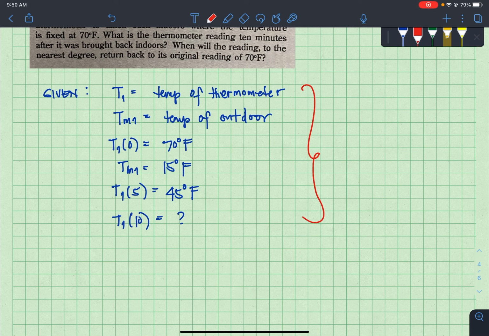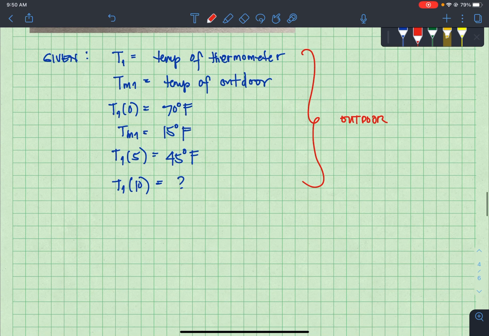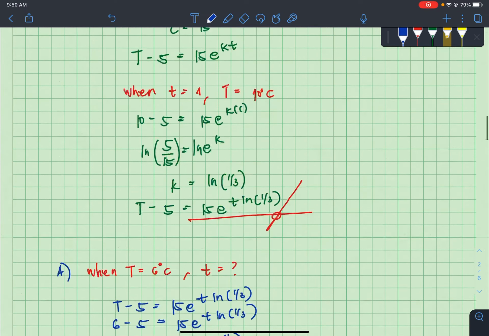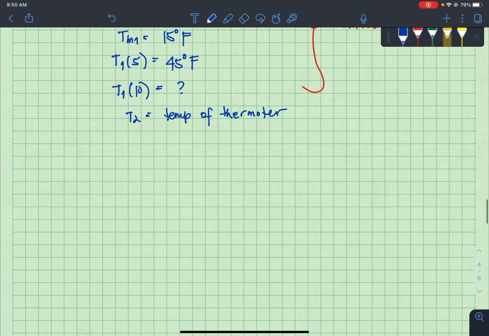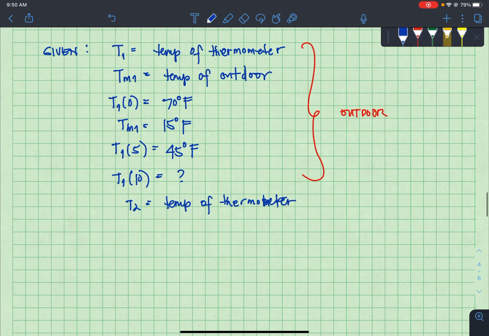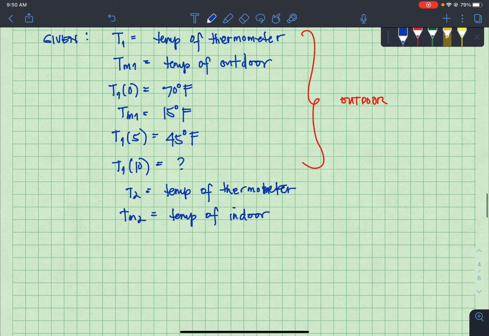So from here to here, this would be outdoor. However, for the indoor, we could have our T sub 2. T sub 2 is the temperature of the thermometer. Then Tm2 is the temperature of indoor. Then initially, T2, I do not know.